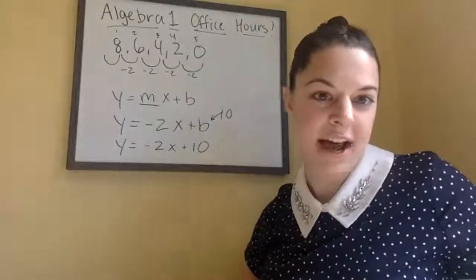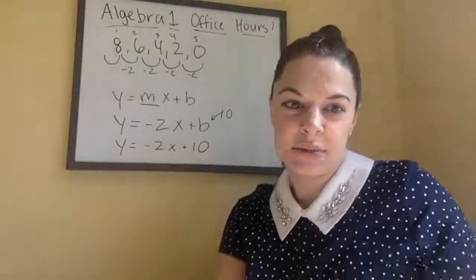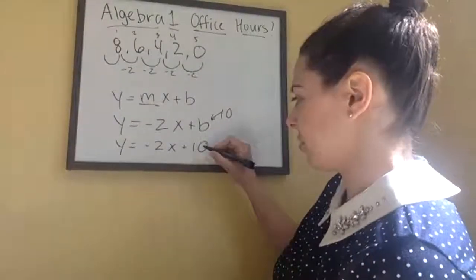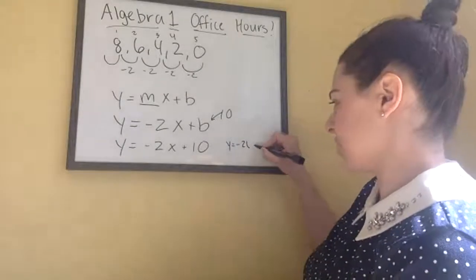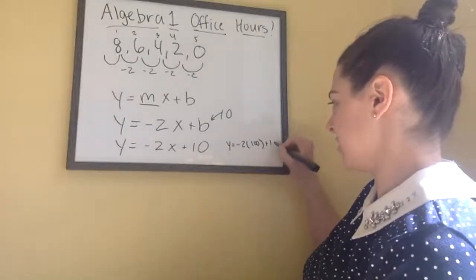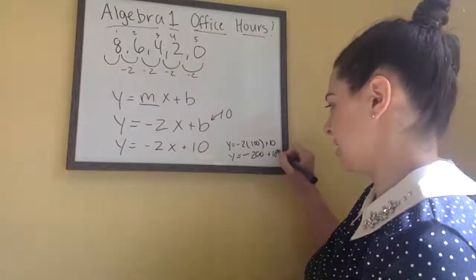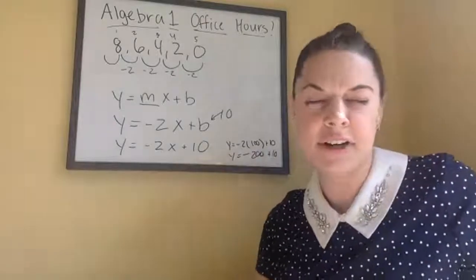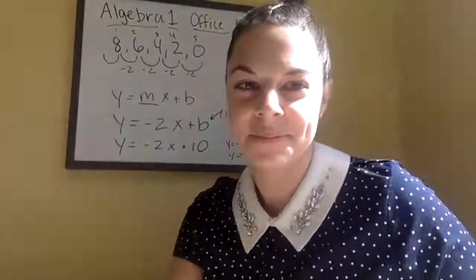And the question was asking, what's the 100th term in the sequence? That means you'd have to plug in 100 for x. You get y equals -2 times 100 plus 10, which is -200 plus 10. If we did that out, -200 plus 10 would be -190, which is answer B.